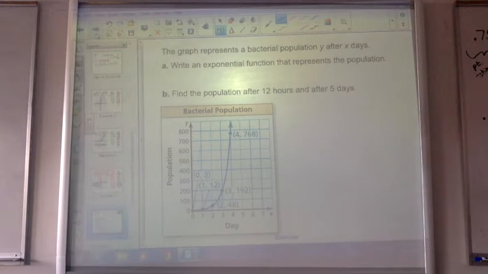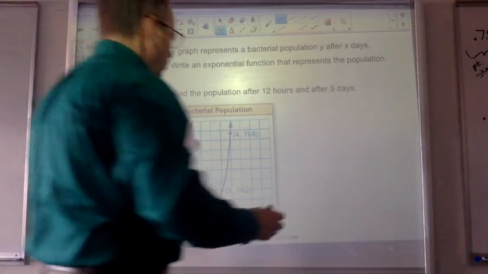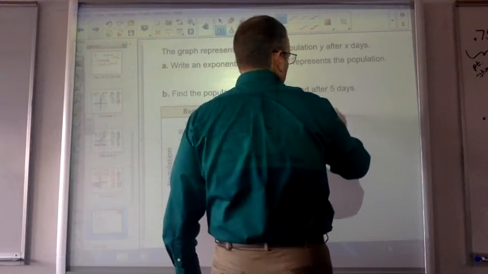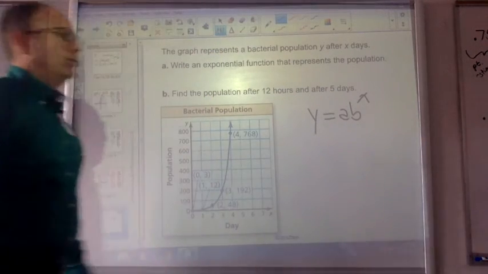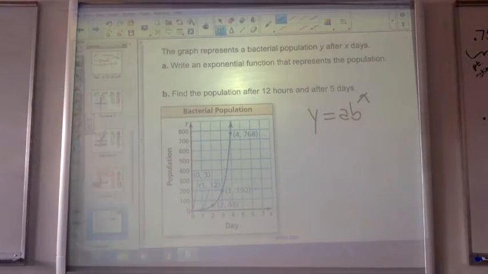Okay, this graph represents a bacterial population, y, after x days. Write an exponential function that represents the population. Find the population after 12 hours and 5 days. Okay. I think we can do this. y equals a times b, and b is raised to the x power. That'll be our basic form. We're not worrying about c right now.